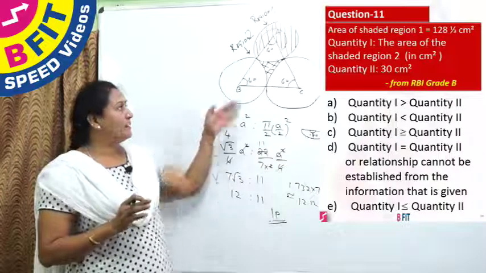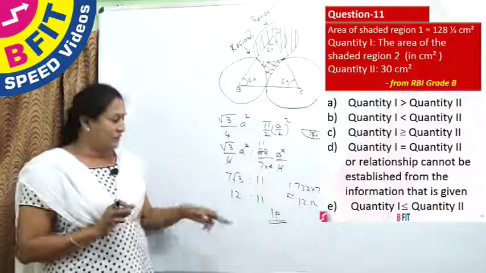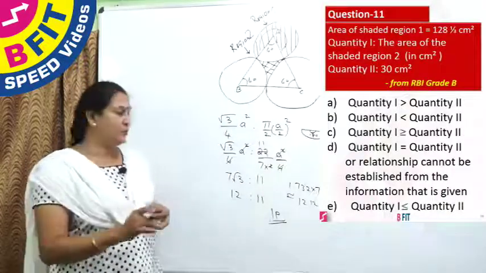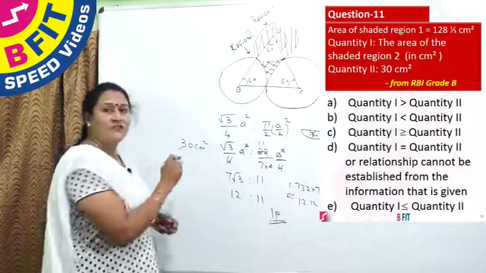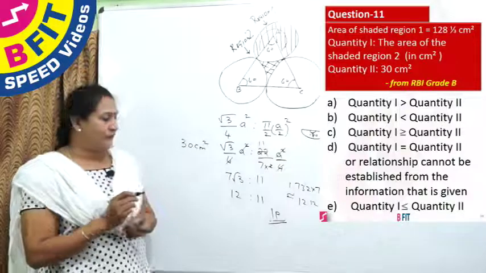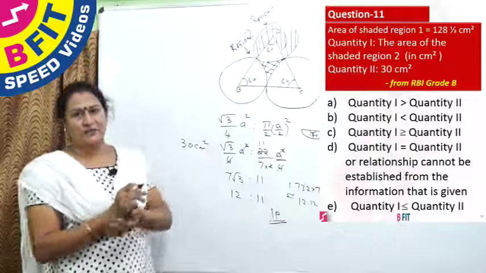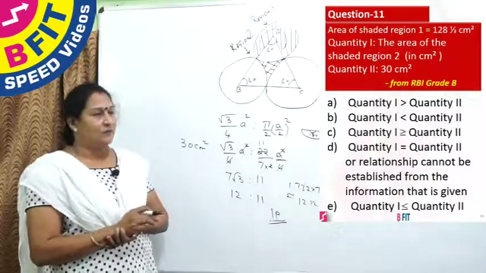So don't compare this region 1 and 2 for quantity 1 and 2. But quantity 1 is the in-between area, 1 part. For quantity 2, they have given us an absolute value, which is 30 centimeter square. Now we have to calculate this 1 part in terms of centimeter square. So how to find the value of 1 part? I'll tell you with the given data.